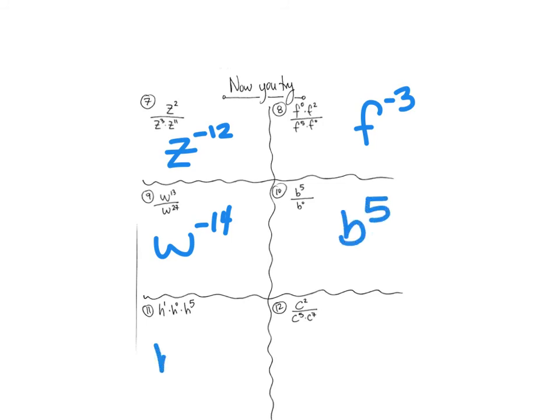And 11 would be h to the 6. And number 12 would be c to the negative 10. Boom. Hope you got those all right. Give yourself a 100% pat on the back.